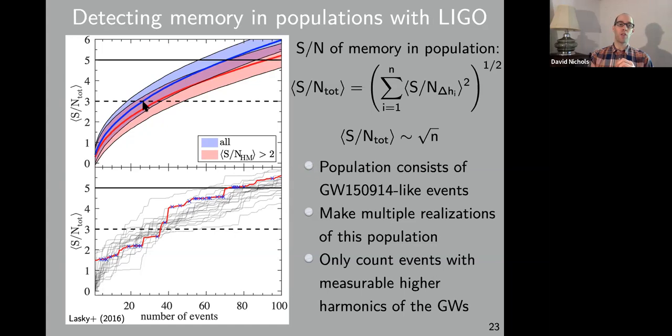And what he found, how to interpret this plot, is basically after about 30 detections of these 150914-like events, one would have, say, a 3 sigma significant detection of the effect. And after, say, 70, then it would rise to about a 5 sigma significant detection.